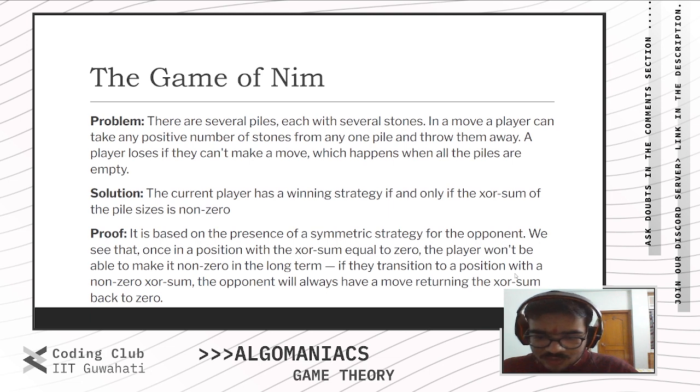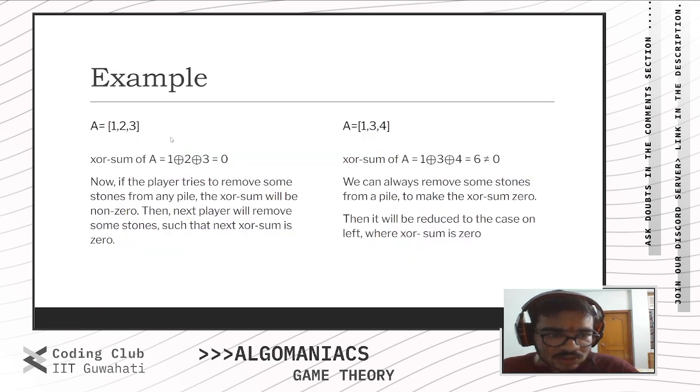So if they transition to a position with a non-zero XOR sum, the opponent will always have a move returning the XOR sum back to 0. Let's see an example for this. Consider three piles with sizes of 1, 2 and 3. The first pile has one stone, the second 2 and the third pile has 3. The XOR sum of 1, 2 and 3 is 0. Now if the player tries to remove some stones from any one of the piles, the XOR sum will become non-zero. So the next player will remove some stones such that the next XOR sum is 0.